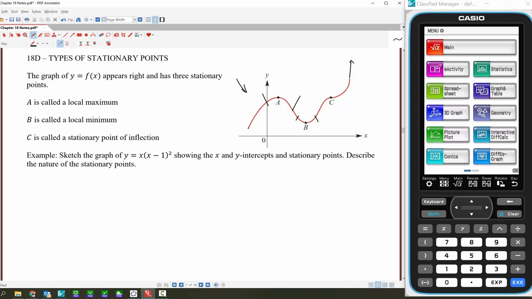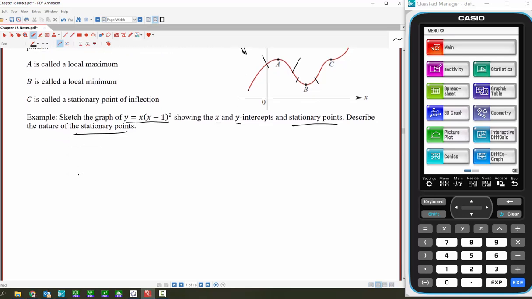All right, so the task will be to sketch the graph of this cubic function showing the x and y-intercepts and stationary points. And further to that, what we're going to do is draw up a gradient table to help us describe the nature of the stationary points. Okay, so let's get the x-intercepts first. So recall that the x-intercepts, so let's go let y equal f of x.